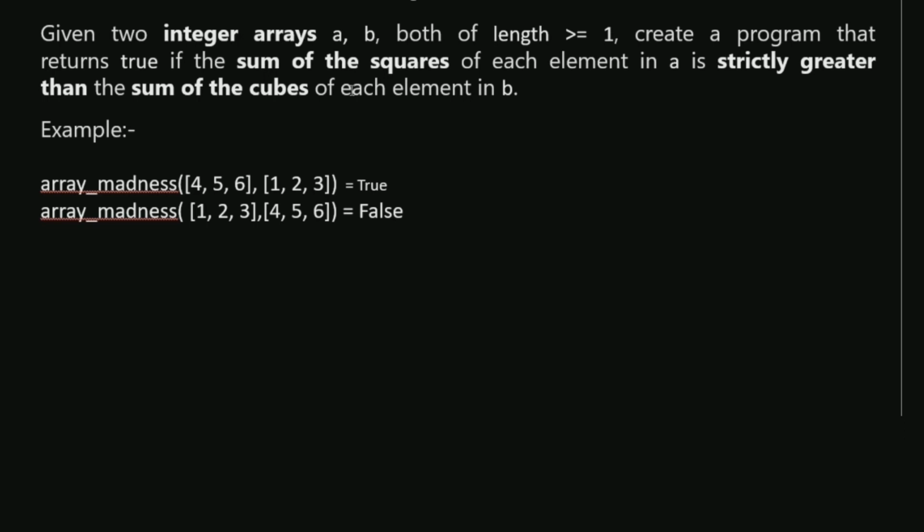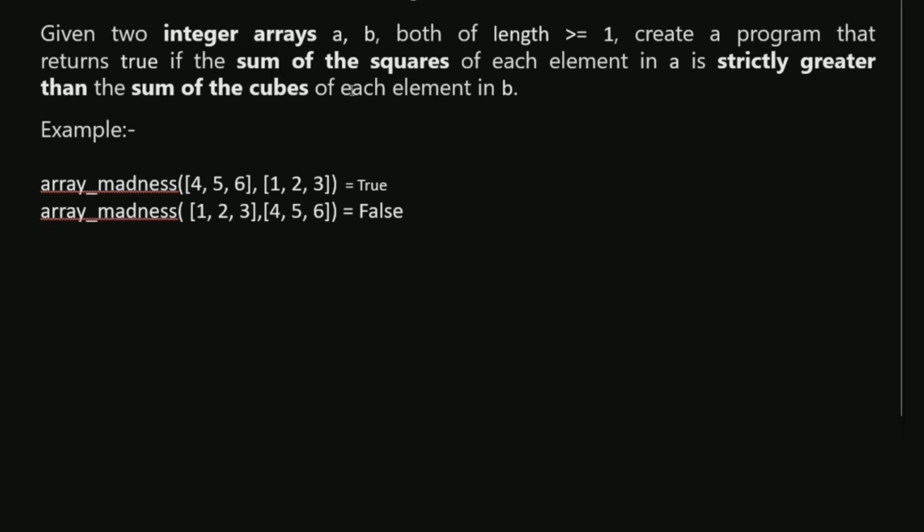Then we take array B, and we need to cube each element. So 1 into 1 into 1 plus 2 into 2 into 2 plus 3 into 3 into 3. So the sum will be 1 plus 8 plus 27. So the total sum is 36. Sum of A is 57, sum of B is 36, I guess. Yeah, 36. And the sum of A is greater than the sum of B, so we are returning true.